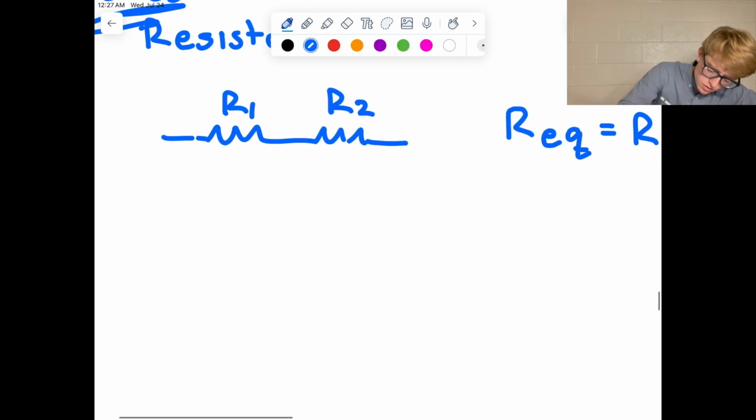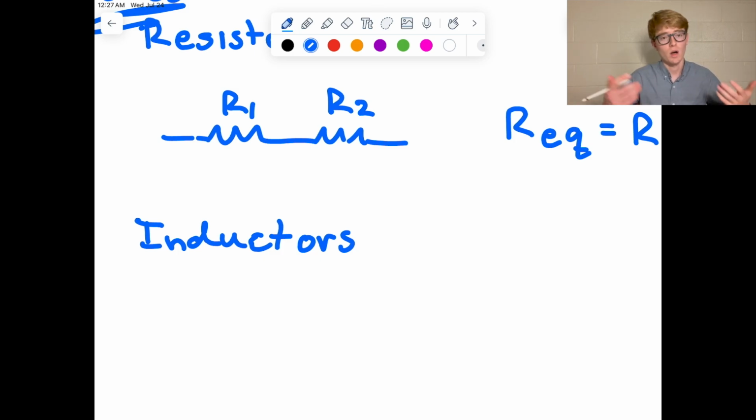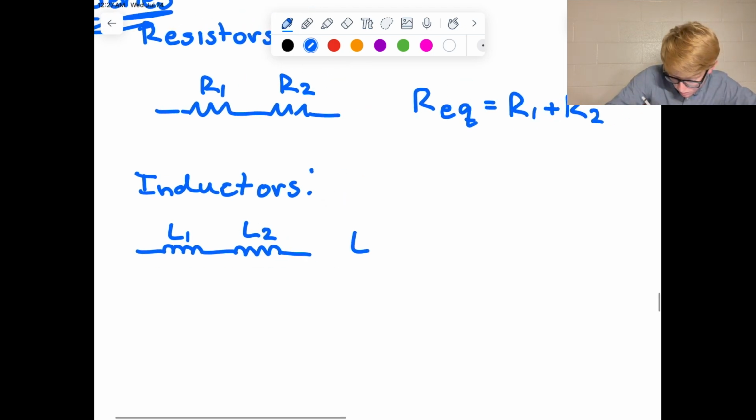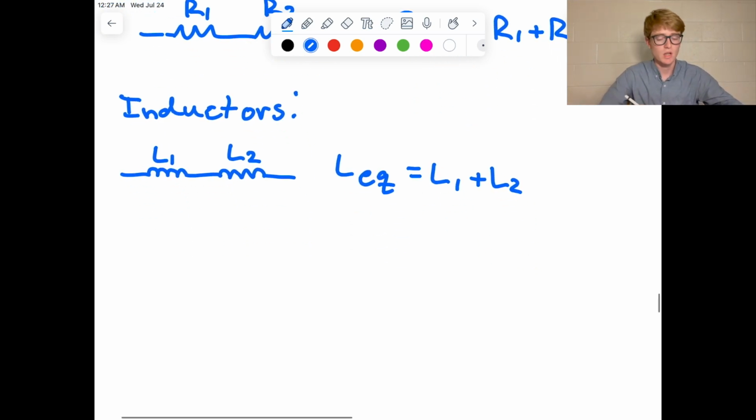Now that's resistors. Let's talk about inductors. It turns out inductors and resistors are going to share the same equations for series versus parallel. Then capacitors will be the oddball, essentially. So inductors, let's draw this out. Two inductors in series like this, and they'll have some inductance, L1 and L2. So LEQ, L equivalent, is going to be L1 plus L2. You just add them up just like the resistors.